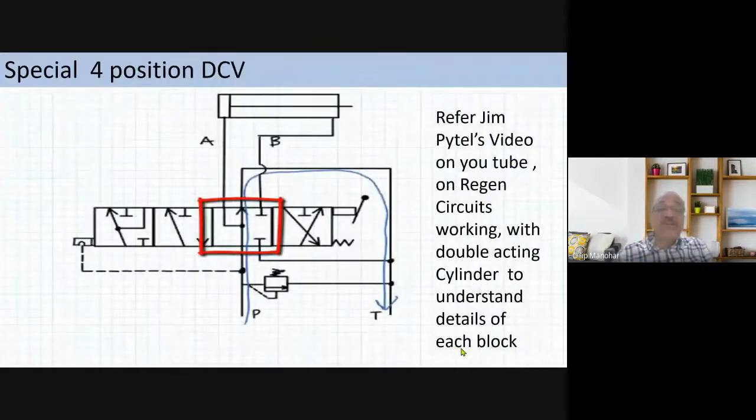So now we come to the next topic. I want you to go to Jim Paitel's video and study this method. I'm purposely leaving this here. You study this four-position direction control valve. Here four positions are given, and each one has a different function. I want you to understand that. You go through Jim Paitel's video and understand this yourself. This I'm giving as an exercise for home.